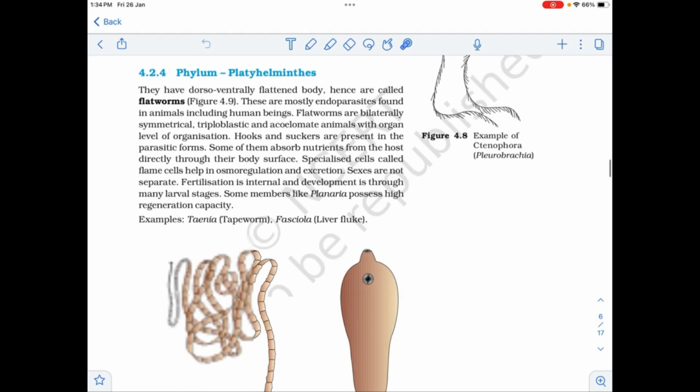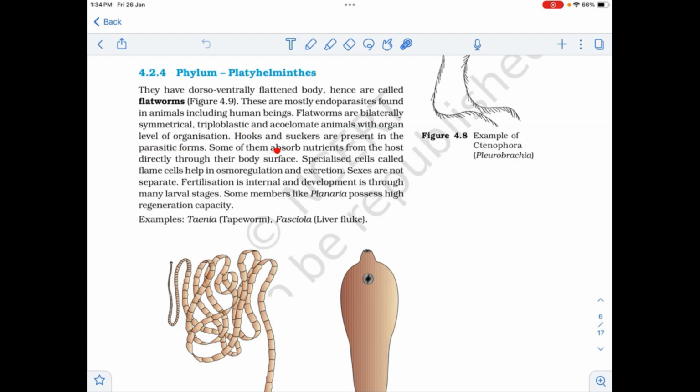Phylum Platyhelminthes. They have a dorsoventrally flattened body, hence called flatworms. They are mostly endoparasites found in animals including human beings. Flatworms are bilaterally symmetrical, triploblastic, acoelomate animals with organ level of organization. Hooks and suckers are present in the parasitic form. This is the keyword.